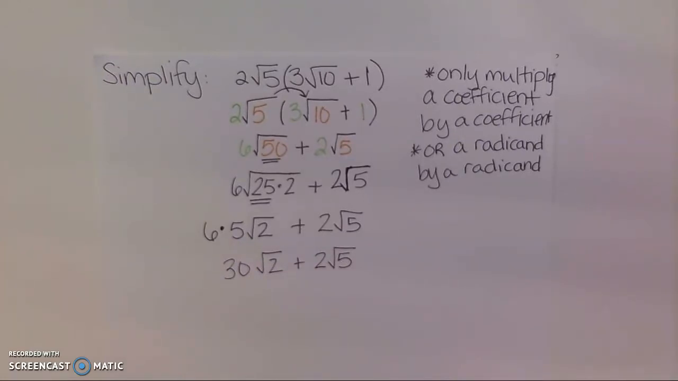Can I add those together? No, because they're not like radicals. So I am completely finished. There we go. We've just multiplied 2 radicals together. Just remember that you can only multiply coefficients by a coefficient or radicand by a radicand. You cannot mix and match.